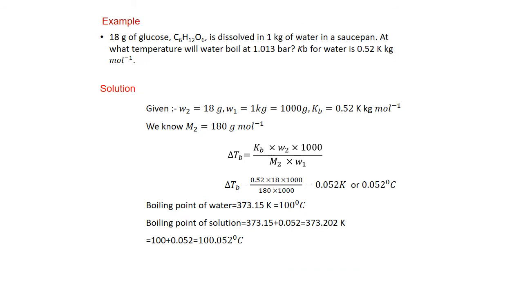Example, based on the same problem: 18 gram of glucose, formula is given, dissolved in 1 kg of water. At what temperature will water boil at 1.013 bar? Kb is given. So what values are given? W2 is 18 gram, W1 is 1 kg, Kb is 0.52, M2 is 180. So placing these values, we can find out the value of delta Tb.